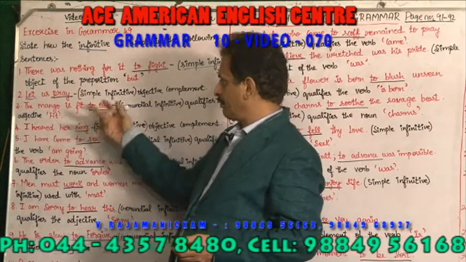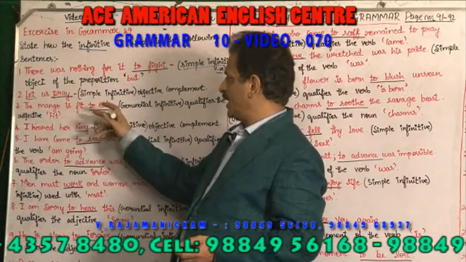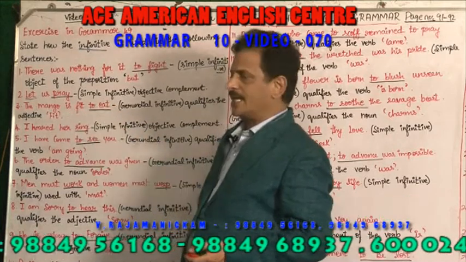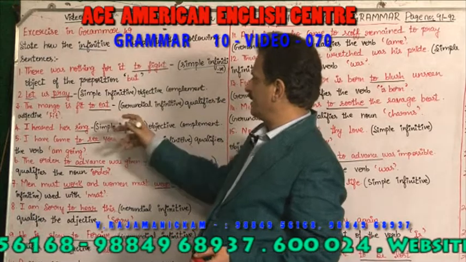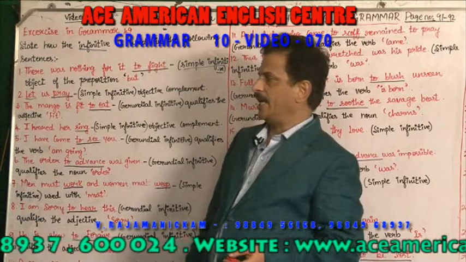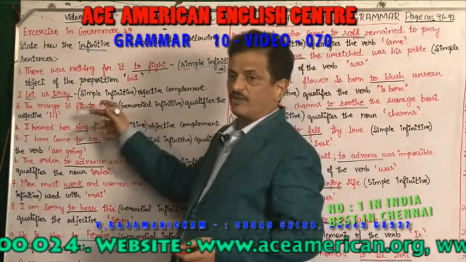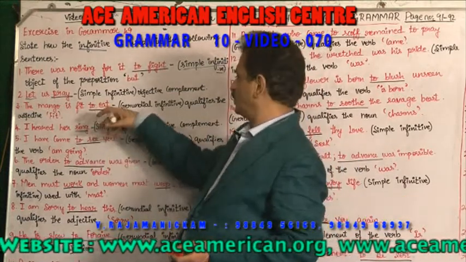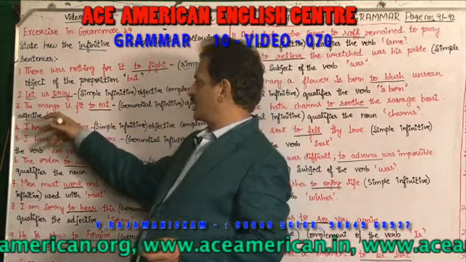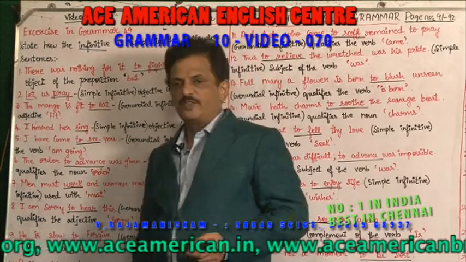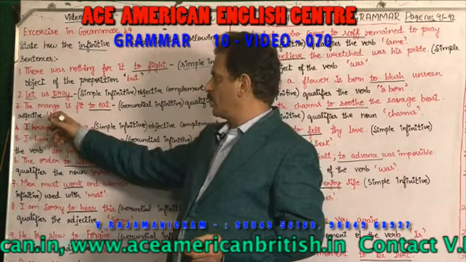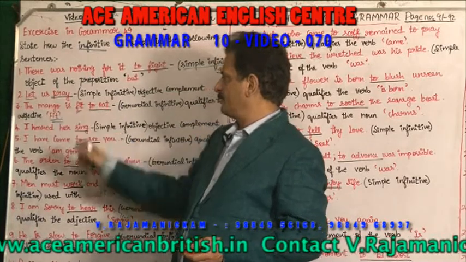"The mango is fit to eat." Here "to eat", it comes as what? This infinitive comes as a gerundial infinitive. Gerund: this mango is fit for eating. So for eating, it comes as a gerund. It qualifies the adjective fit. The mango is fit for what? Fit to eat. So it becomes an object to the word fit.